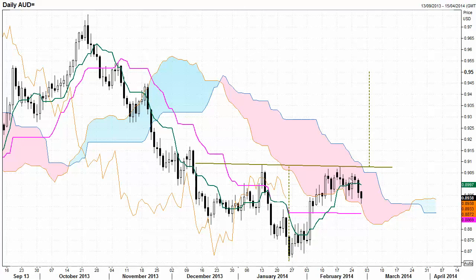Now this is a very wide pattern, and also the distance from the neckline to the bottom of the head here is quite large, and would give us a potential target up around the 95-cent level without any of the Ichimoku indicators acting as resistance for the market at the moment. So just something that we need to be aware of in a longer term perspective.